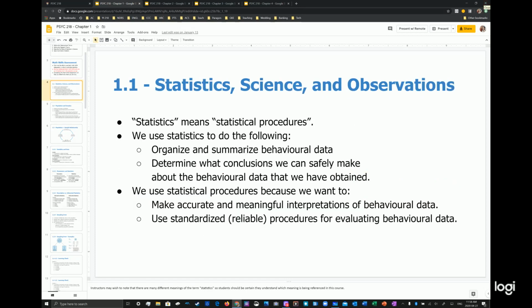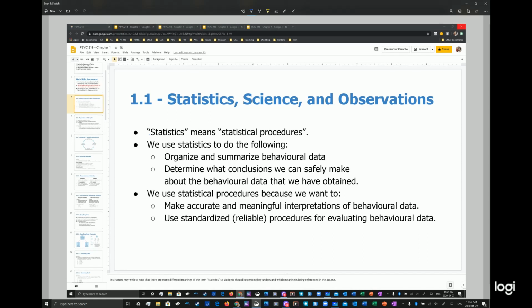So let's begin. Statistics, science, and observations. There are two meanings to the word statistics. And the first meaning we're going to look at is the idea that statistics is a way of doing things. It's a way of measuring people and measuring their behavior. So as this point says, statistics means statistical procedures. Procedures is a way of doing things, a systemized, systematic, organized way of measuring things.